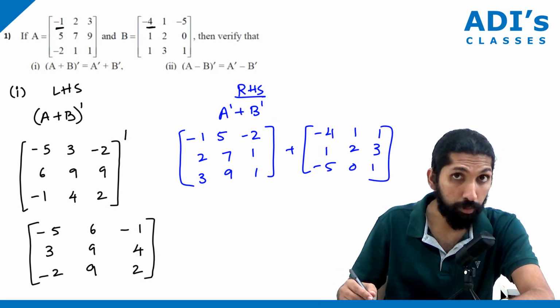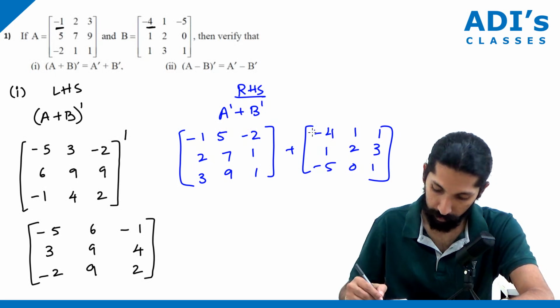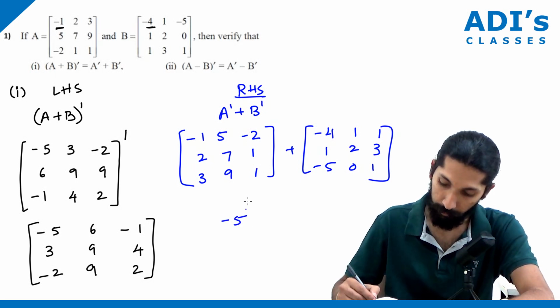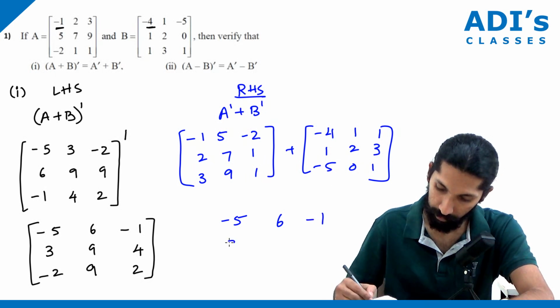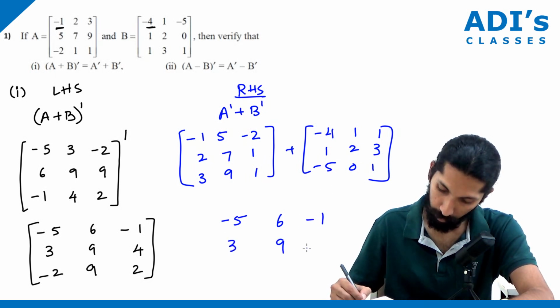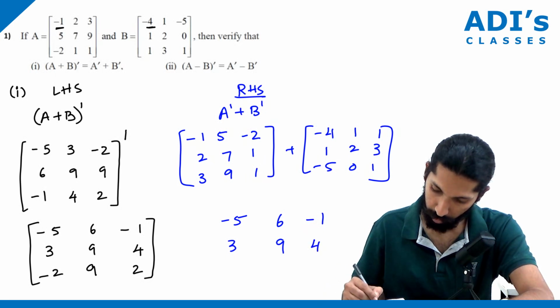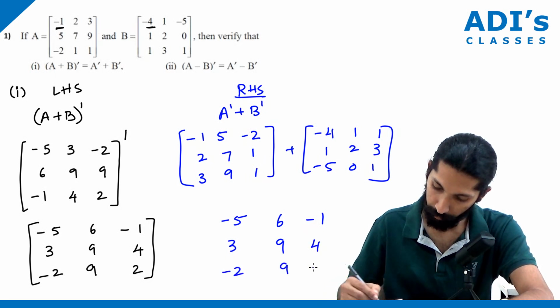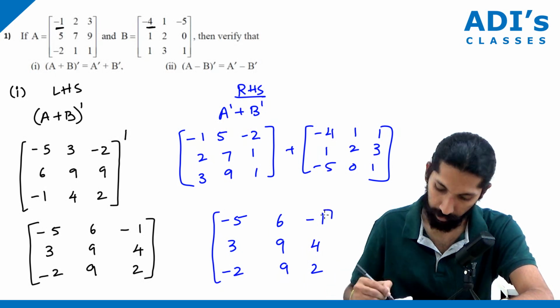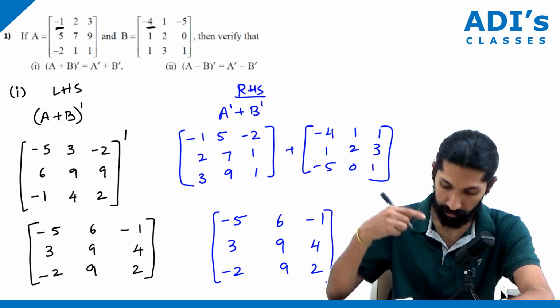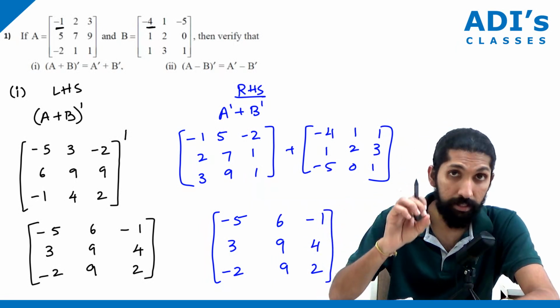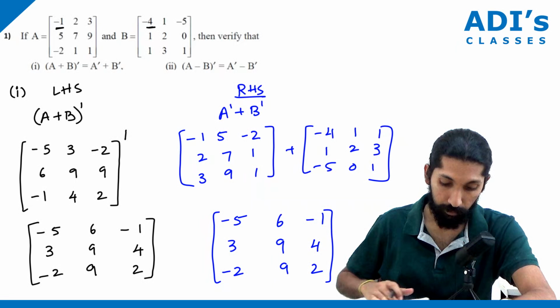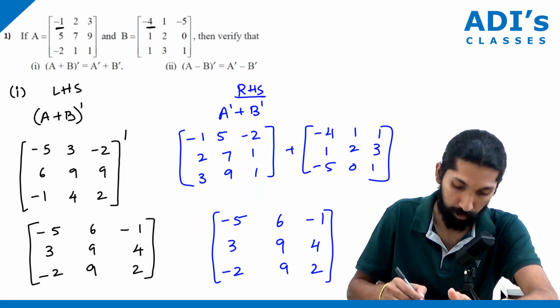Alright, now let's add both of them. Minus 1 plus minus 4, minus 5. 5 plus 1, 6. Then minus 1. Then 3, 9, 4. Then minus 2, 9, 2. See, if you look at it, LHS is equal to RHS. That's very, very simple. And this is exactly what is required from the first one. And we proved the first one, this one.